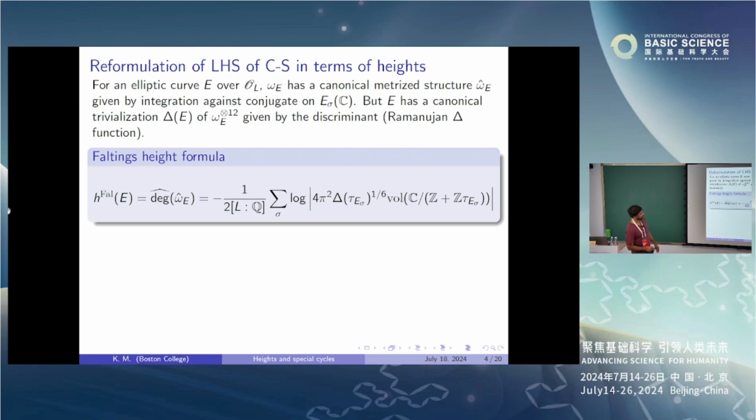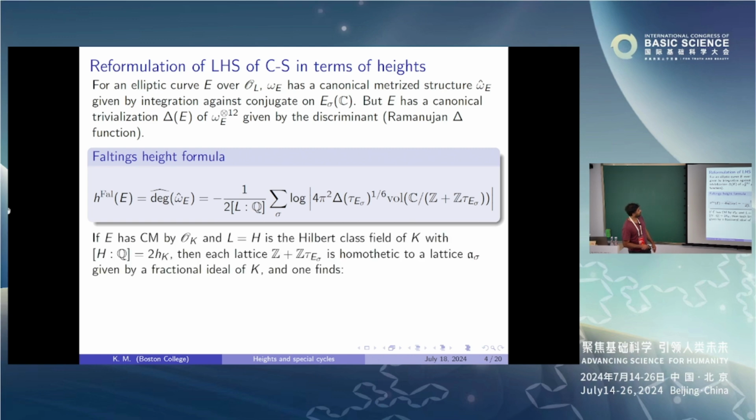So this tau here is basically some representative for the lattice. Every elliptic curve over the complex numbers is C mod a lattice, and you can represent a lattice by an element of the upper half plane. That's essentially what this is. And this here is just the usual Ramanujan delta function evaluated at that point in the upper half plane. Okay, so now, to go back to the Chowla-Selberg formula, remember we have this imaginary quadratic field K.